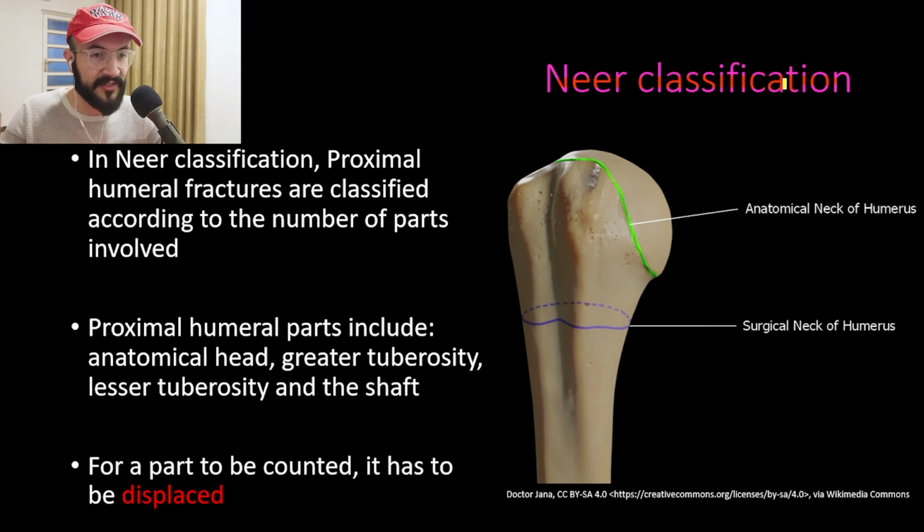Moving on to talk about the classification of proximal humerus fractures, the most accepted classification for these injuries is the Neer Classification. So in Neer Classification, the proximal humerus fractures are classified according to the number of parts involved. And the proximal humeral parts include the anatomical head, the greater tuberosity, the lesser tuberosity, and the shaft. So the anatomical head, as you can see in this picture, the lesser tuberosity, the greater tuberosity, and the shaft. So proximal humerus fractures are classified according to these 4 parts.